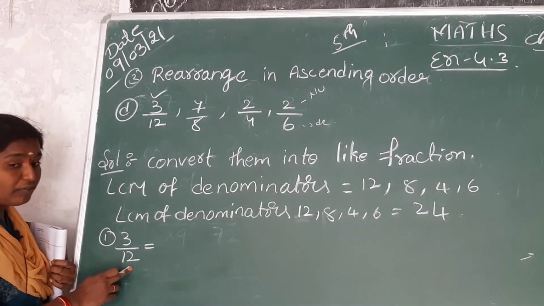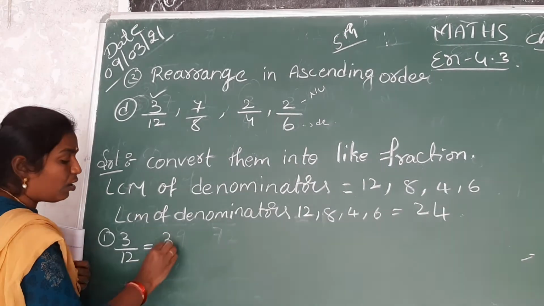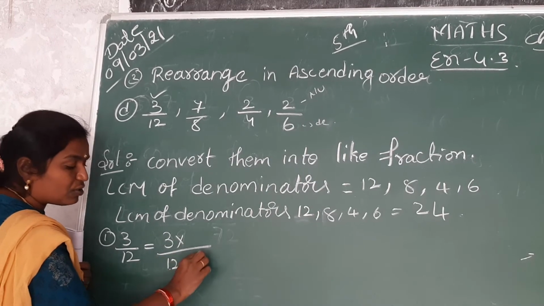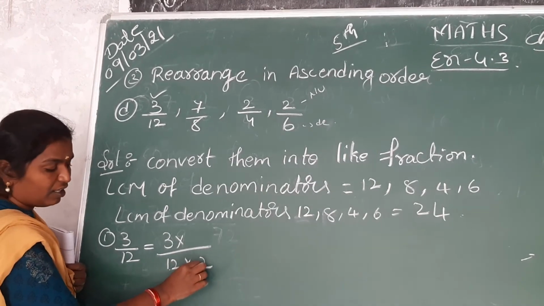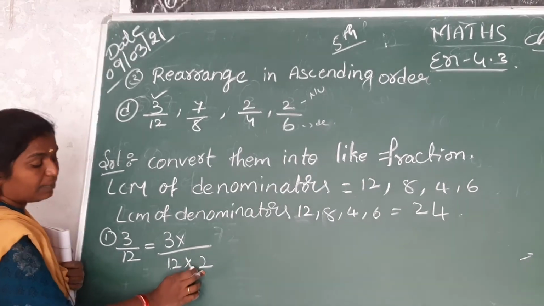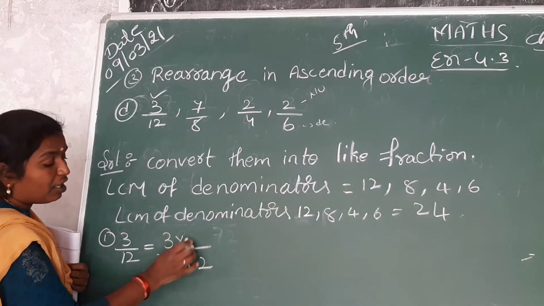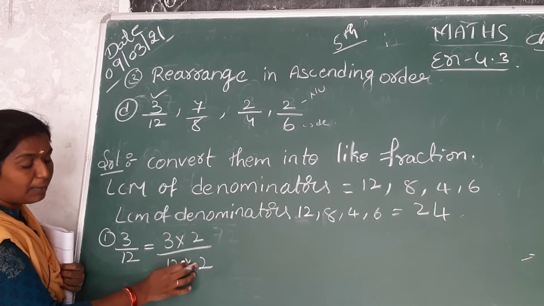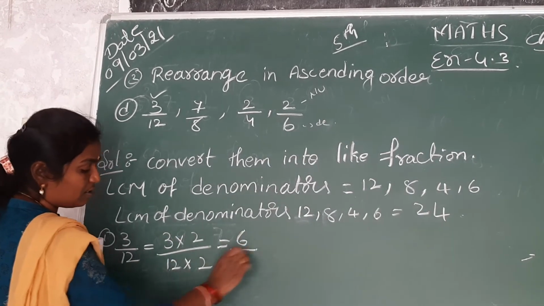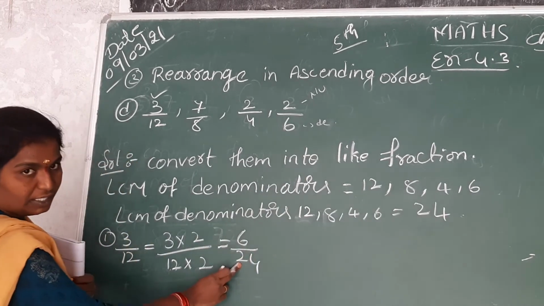In the 12 table, when will we get 24? 12 2s are 24. So we multiply by 2 to get 24. Both numerator and denominator we have to multiply with the same number, 2. Now write: 3 2s are 6, 12 2s are 24. We got the denominator 24.